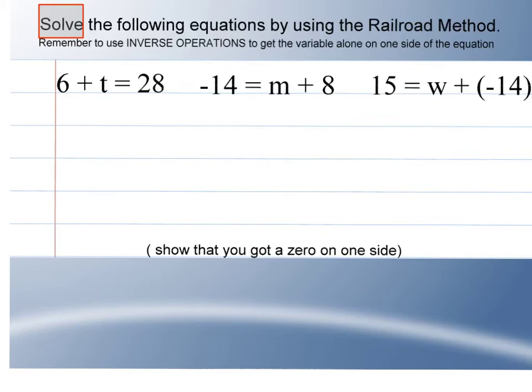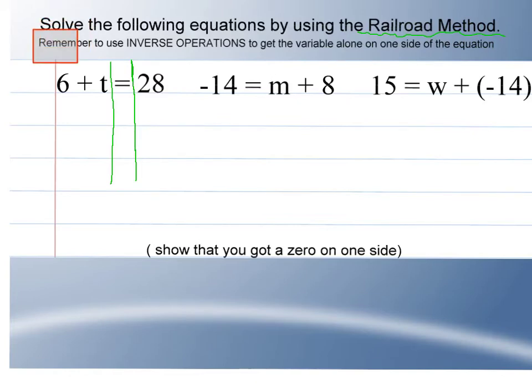All right, here we go with practicing solving equations, and we are going to solve our equation and show our work by using the railroad method. So the first step to that is to draw the lines on the equal sign so that you are separating the two sides of the equation that we see. And then next, think about what needs to get the variable alone.